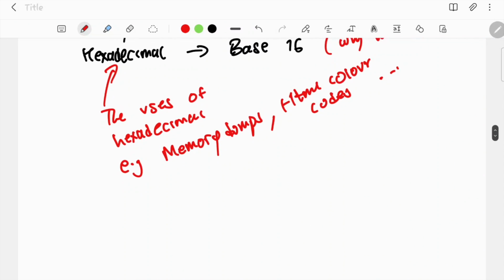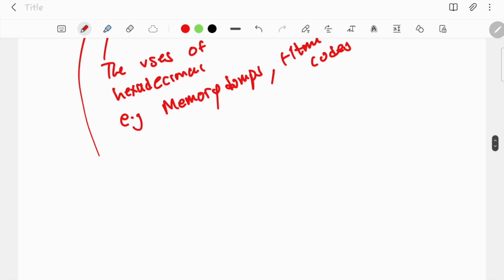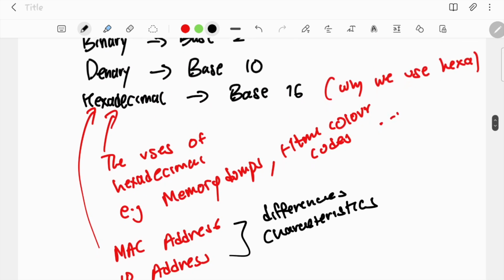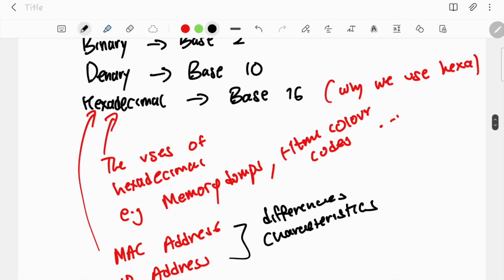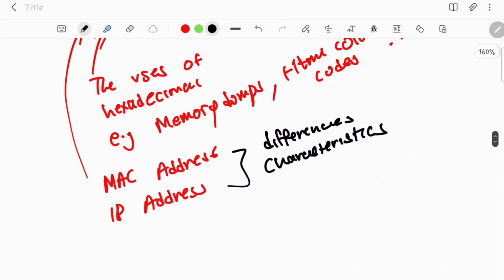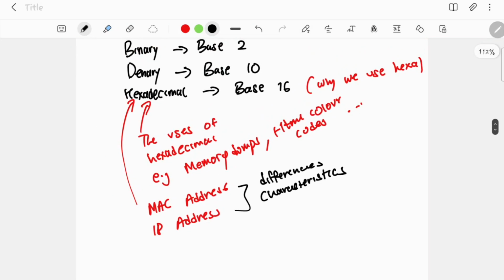Now within hexadecimal, you need to know about the MAC address and the IP address. Between these two, you need to know the differences and characteristics. I want you to understand all of the characteristics. If you haven't gone over them, go over them. I'd suggest going over these notes. For the MAC address, you need to know that the number is assigned by the manufacturer, the IP address, and so on and so forth. That is quite common, it comes many of the times.